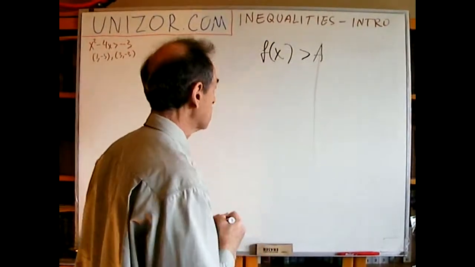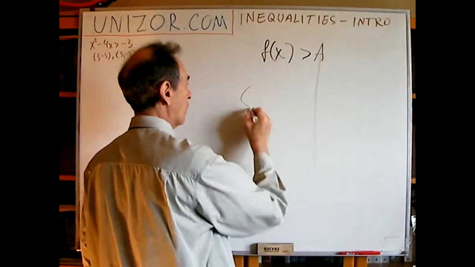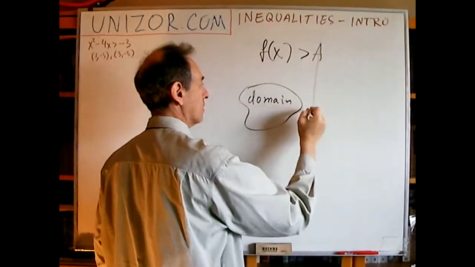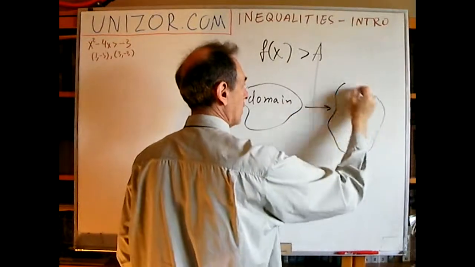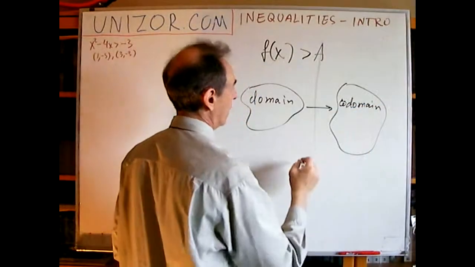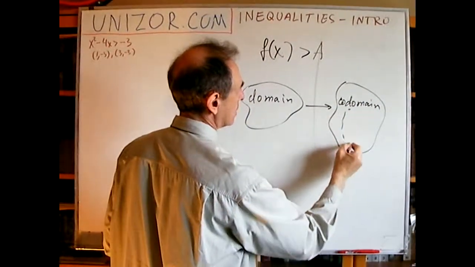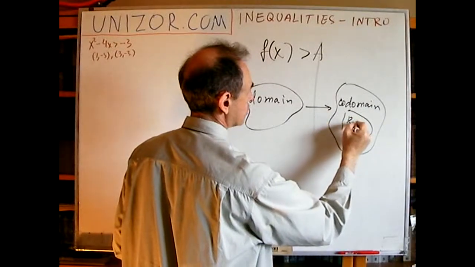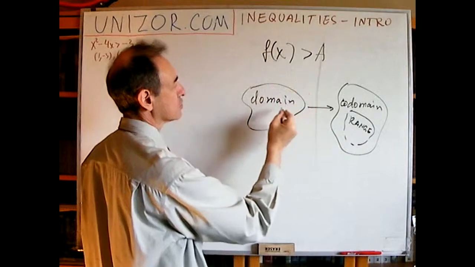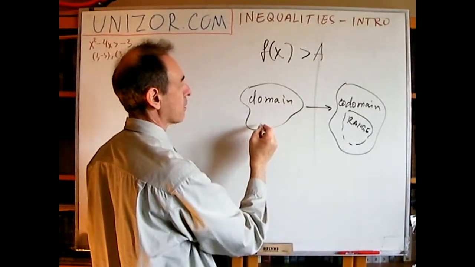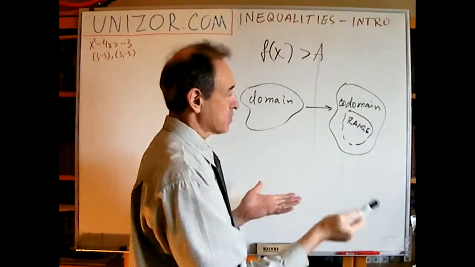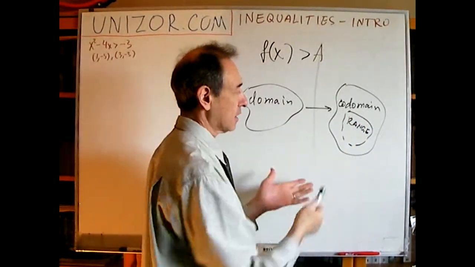Function, as we know, is some kind of a rule which connects the elements of the domain with elements of the codomain, and somewhere inside the codomain we have the range of all the values this particular function takes for all the different arguments from the domain. Now, the codomain sometimes can be greater than the range, sometimes it can be equal.